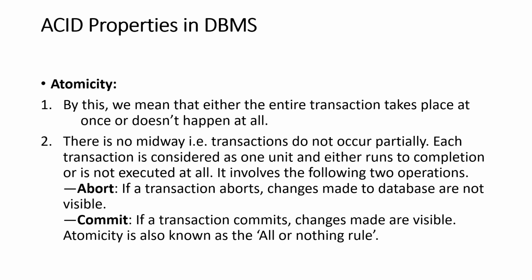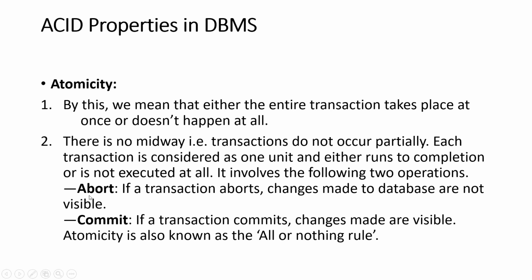Atomicity means that either the entire transaction takes place at once or does not happen at all. There is no midway. For example, transactions do not occur partially. Each transaction is considered as one unit and either runs to completion or is not executed at all. It involves the following two operations.